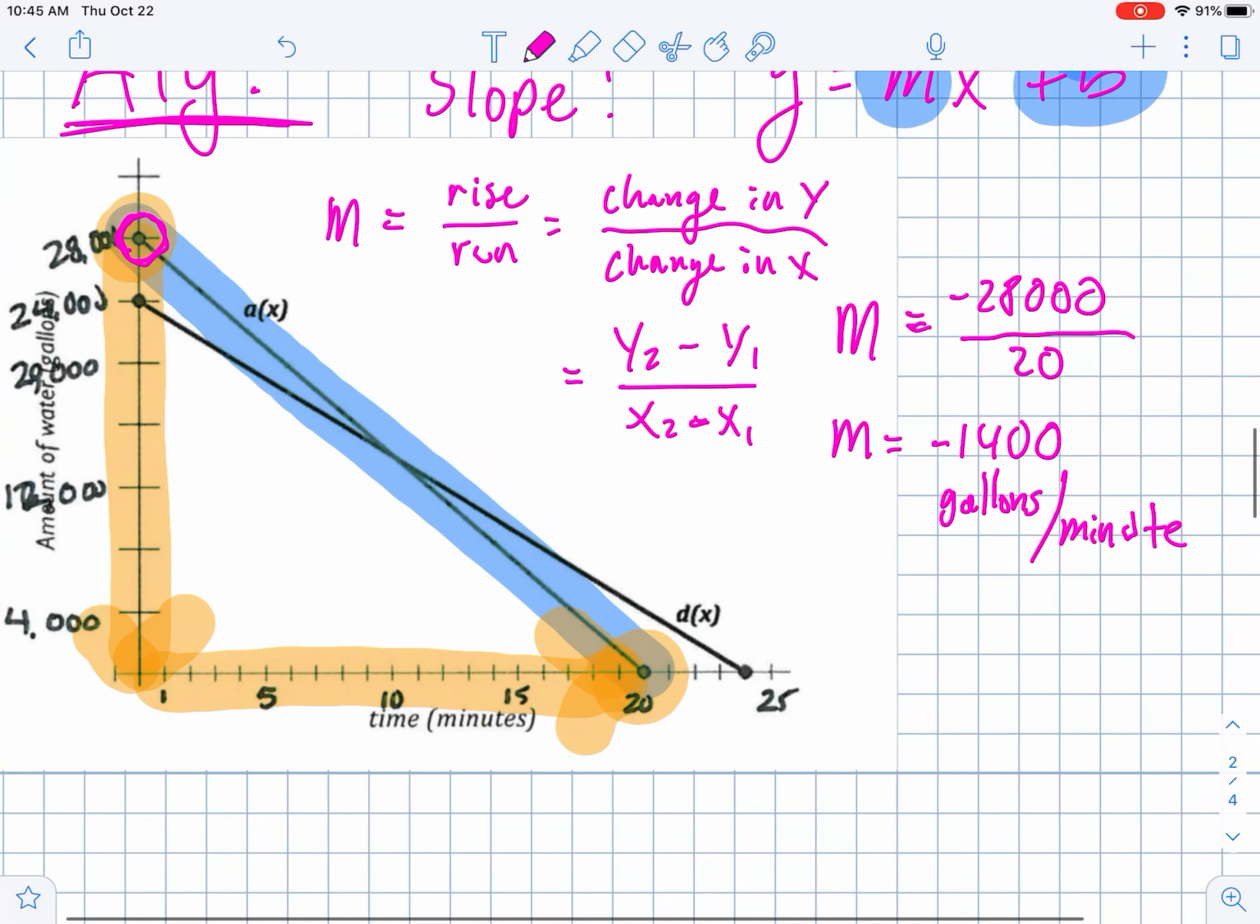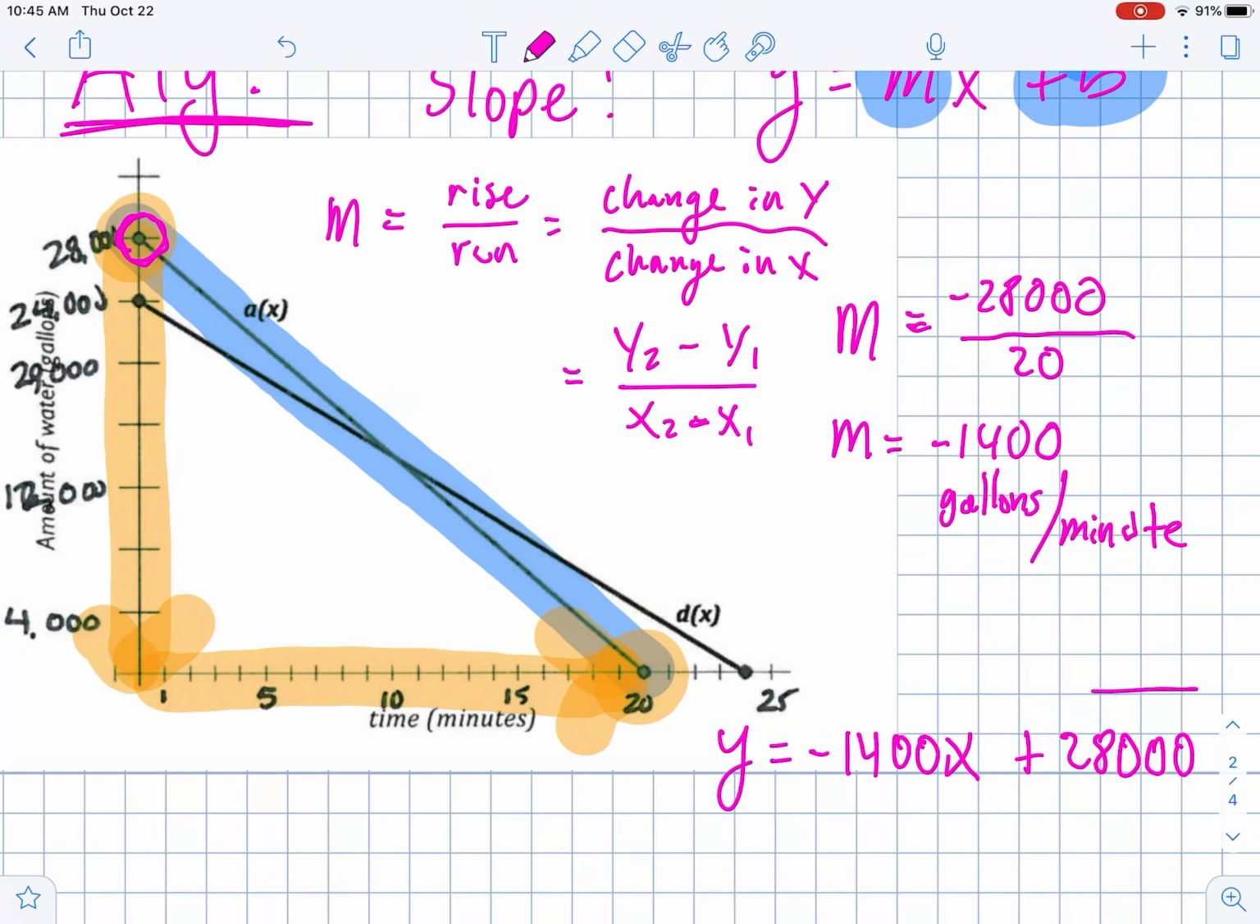As opposed to Dane's pool, which is losing 1,000 gallons per minute. So her y equals mx plus b is y equals negative 1,400x plus her y-intercept, which is 28,000.